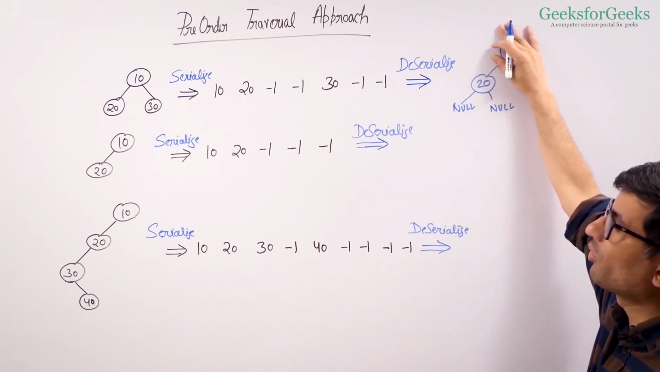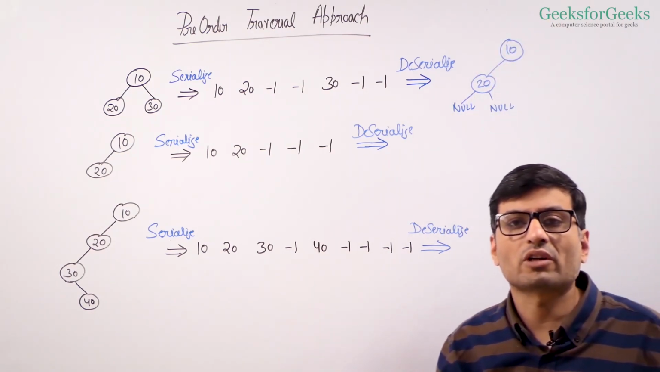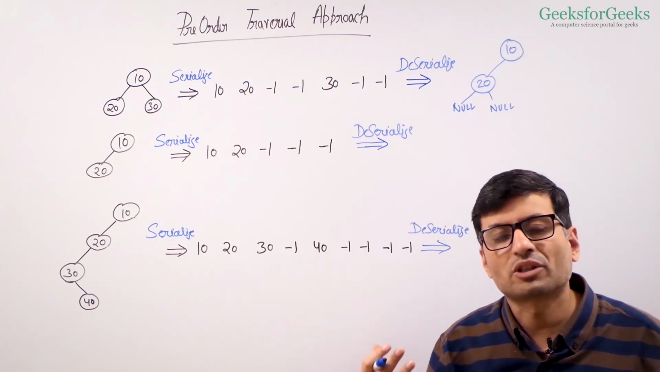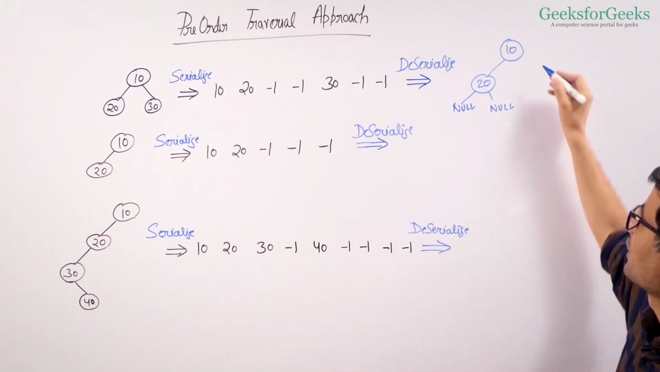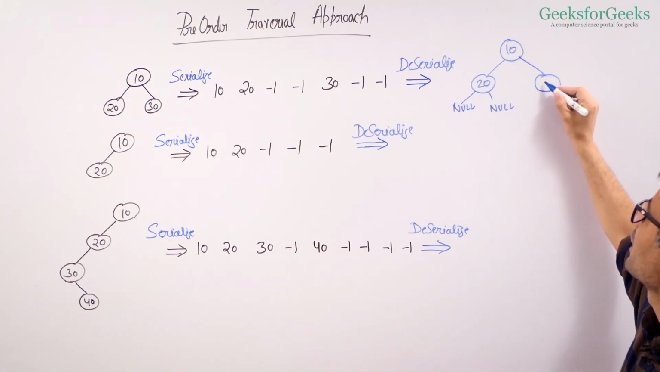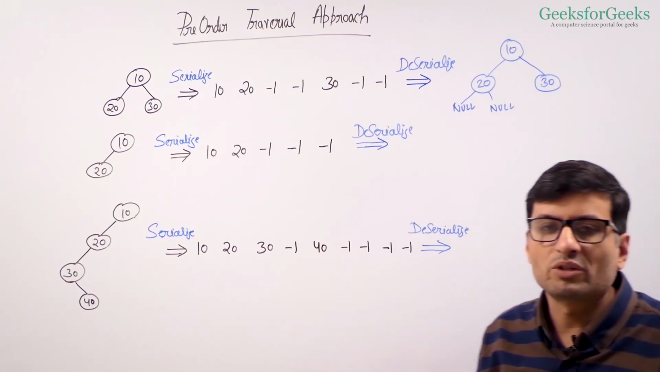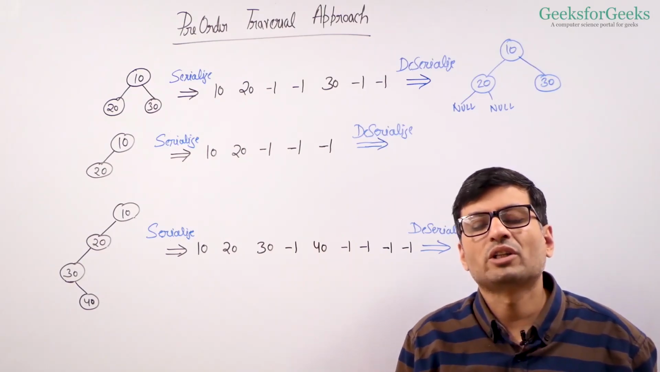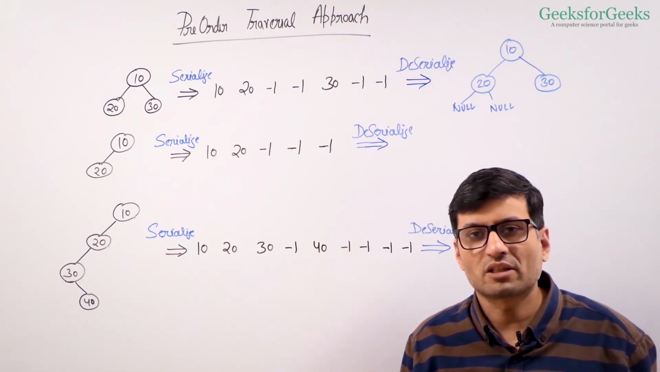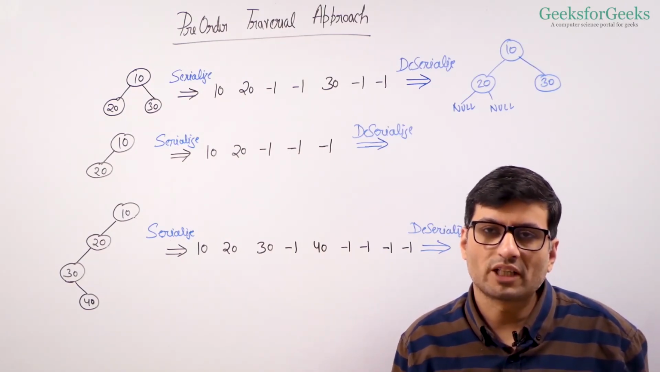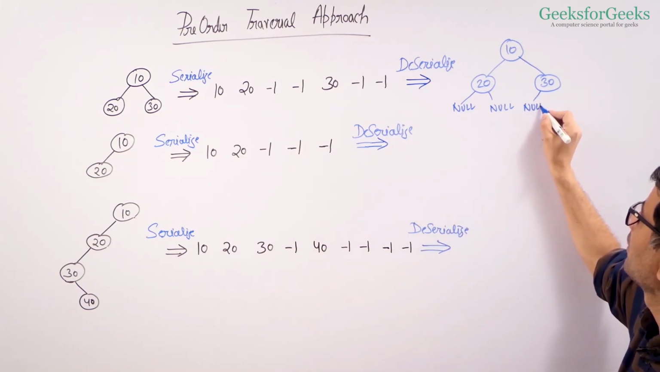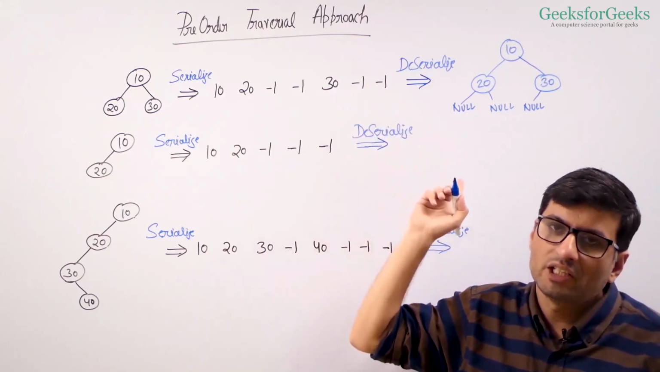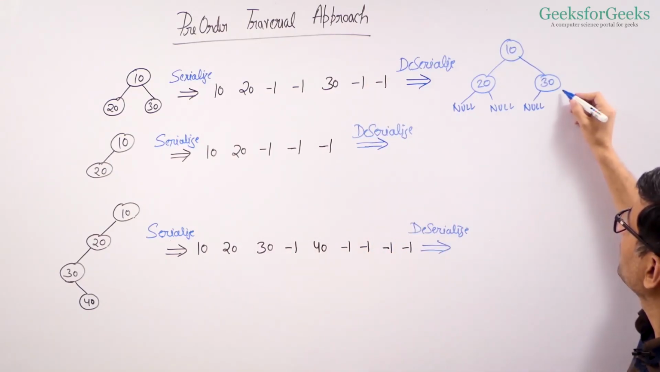Now 10 gets the control back, and 10 is going to call for right child. When it calls for the right child, it's going to see 30 in the array. Then it's going to construct the node 30 and make it the right child. Now when you call for 30, you are again going to call for its left and right children. When you call for its left child, you are going to see -1, so you're going to have it as null. When you call for 30's right child, you are again going to see -1, and you are going to mark it as null.